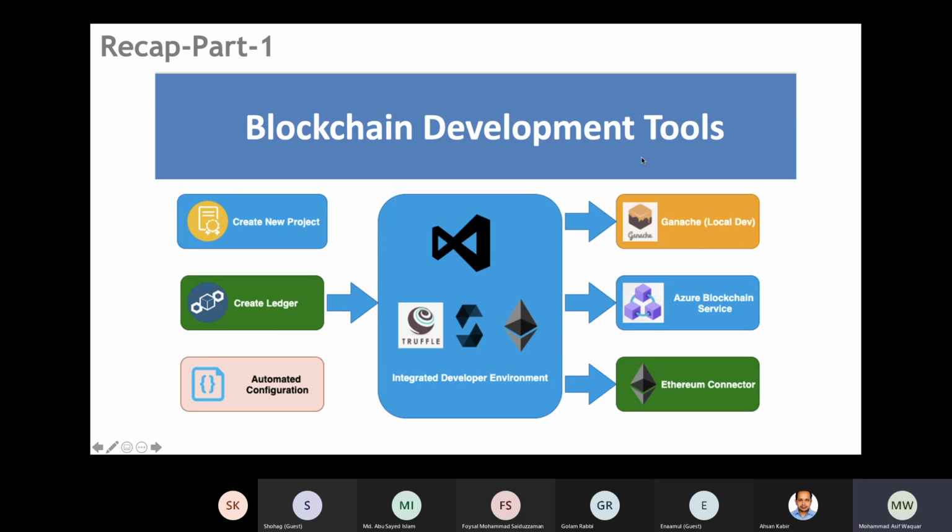And for doing the development, we need two main tools. One is Truffle. Truffle is basically for the management of your project. In the previous part 1 demo, I showed how, with the help of Truffle, we can create the project. And we need Ganache for local development.